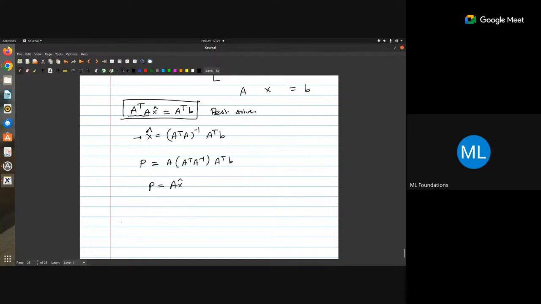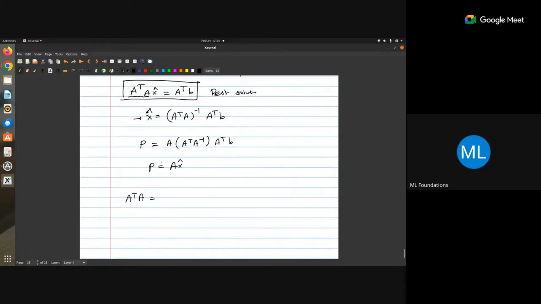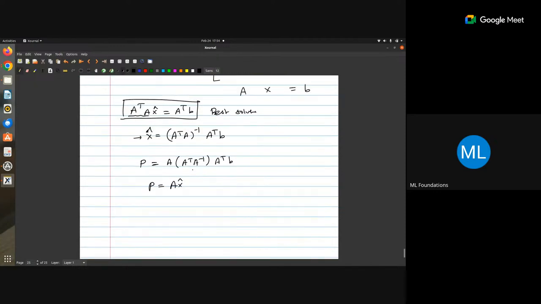Basically what I'll do is find A transpose A first. Or rather, I'll solve it exactly like this, in a simple way. I'll use the augmented matrix here.